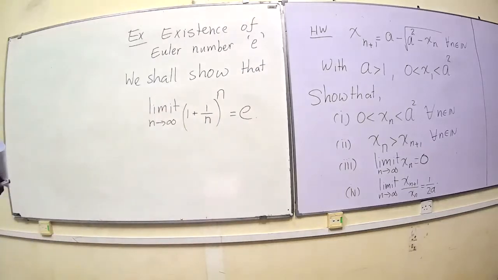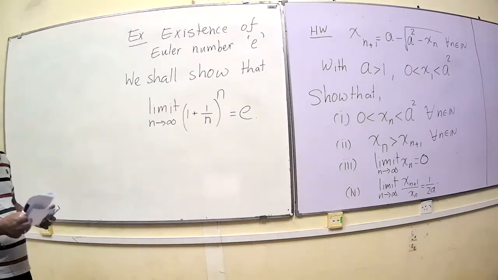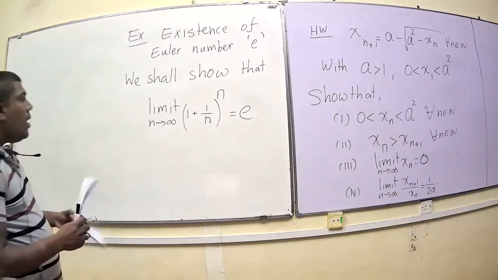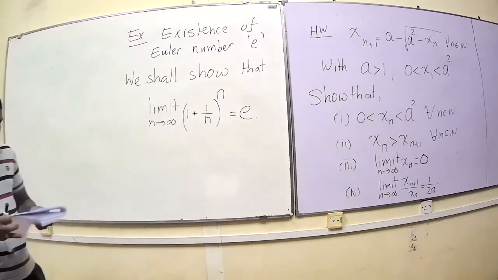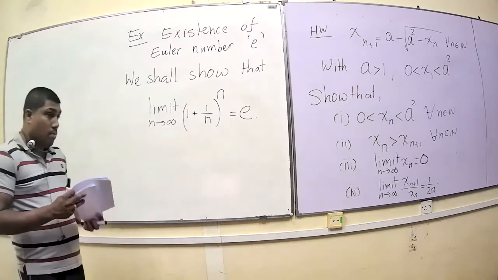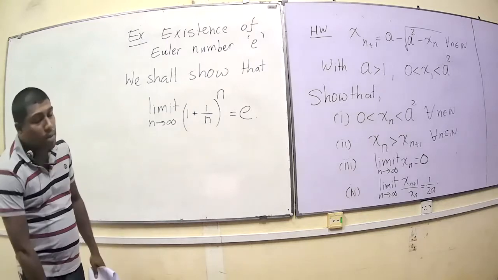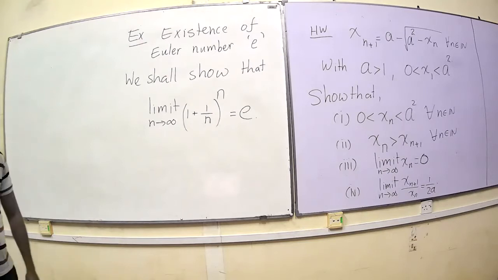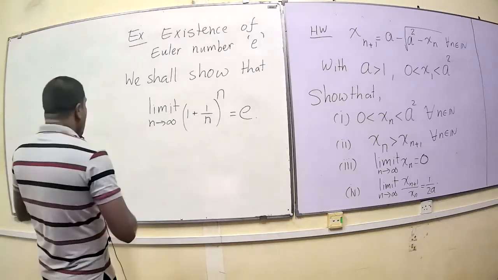So what we are going to do is show that the limit of 1 plus 1 upon n to the power n is equal to a number e. We are going to show this result by using the monotone convergence theorem. So e is a number that lies between 2 and 3. It is a very interesting number called the Euler number. That's what we are going to do.